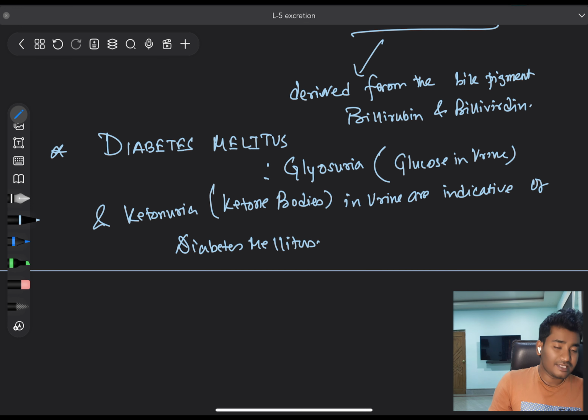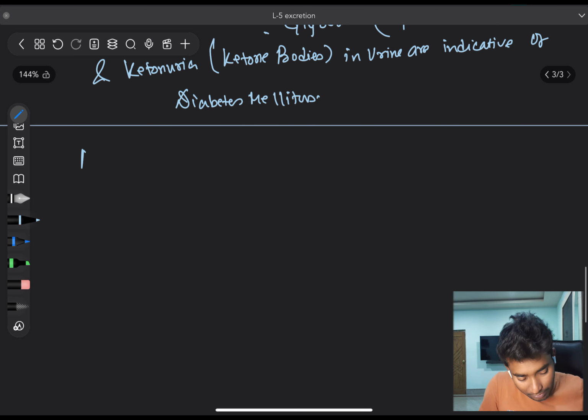Okay, the presence of glucose in urine is called glycosuria. Presence of blood in urine is called hematuria. Presence of ketone in urine is ketonuria. Okay, and the presence of ketone and glucose in the urine indicates the patient is suffering from diabetes mellitus.